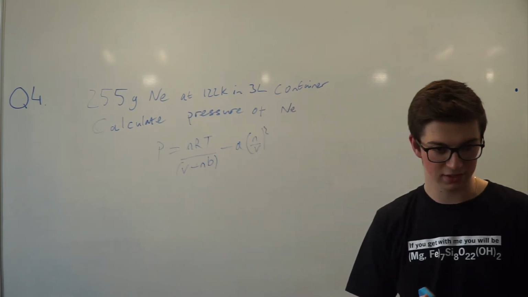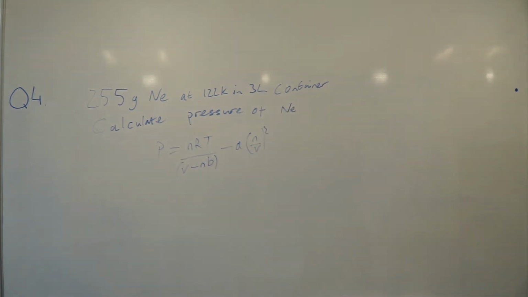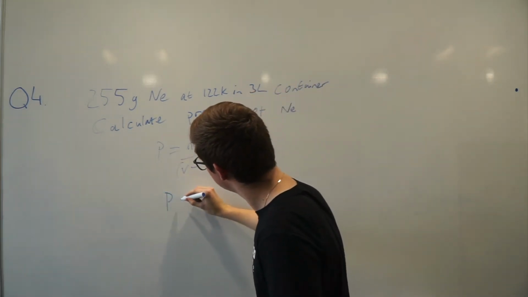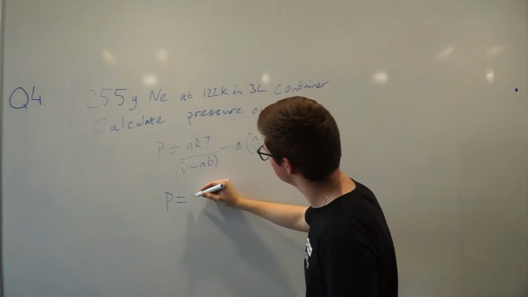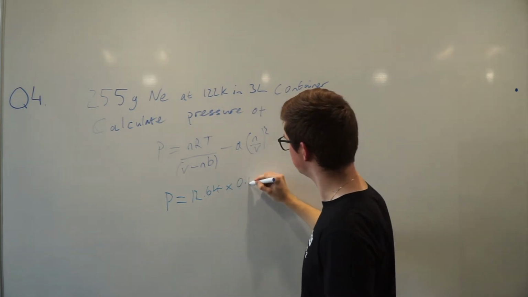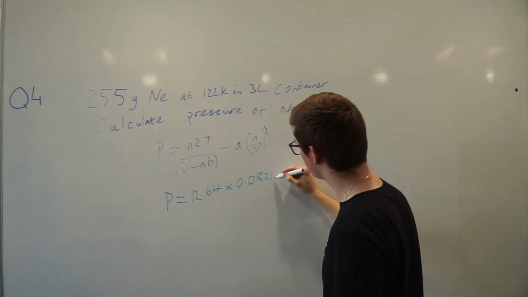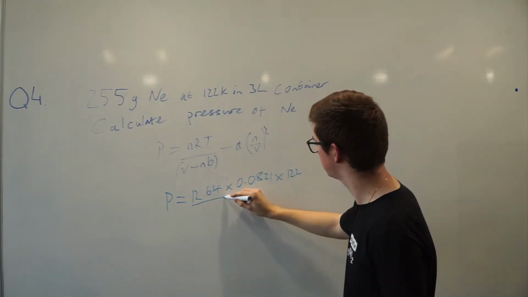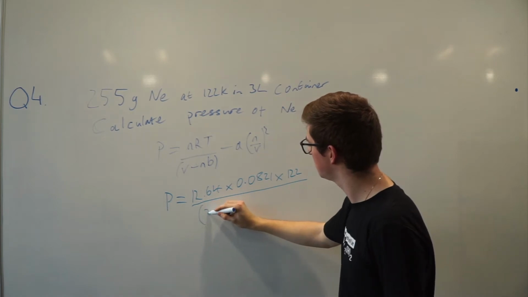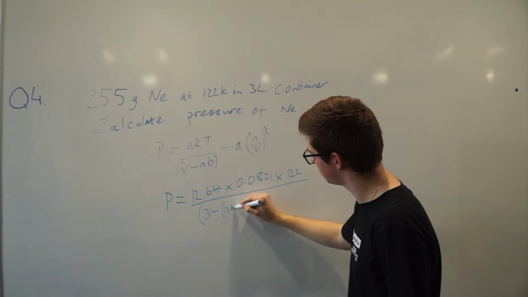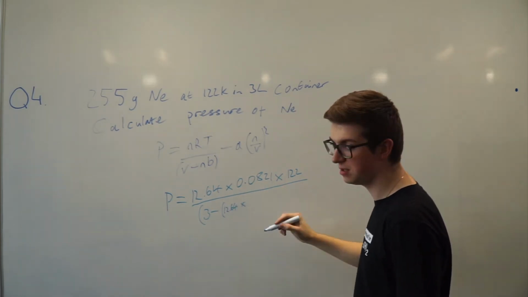Now the pressure would be 12.64 times 0.0821, same constant, that's not going to change. Same temperature, same system, so using a slightly different equation. The volume would be 3 minus 12.64, the number of moles, times by b.